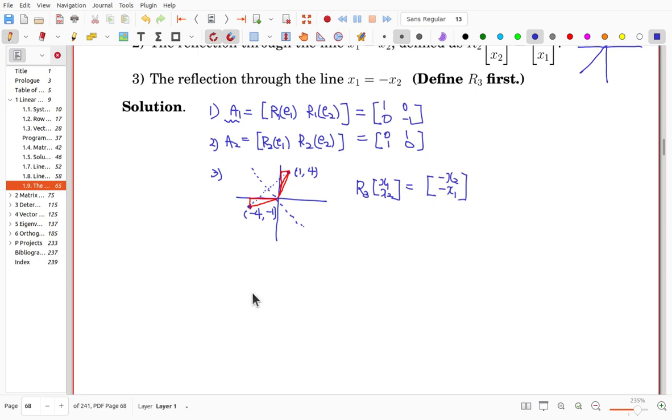Okay. Now we have to collect the action on the standard basis: 1, 0 goes to 0 and minus 1, right? And 0, 1 goes to minus 1, 0. That's it.